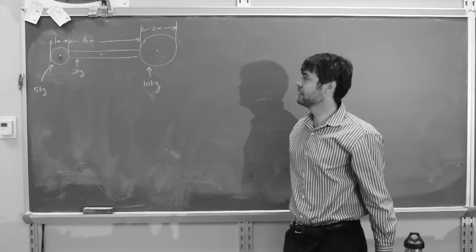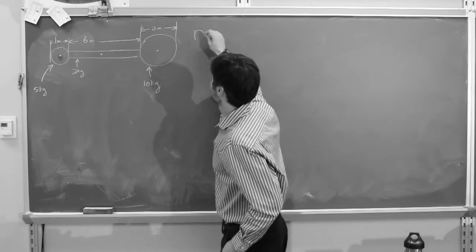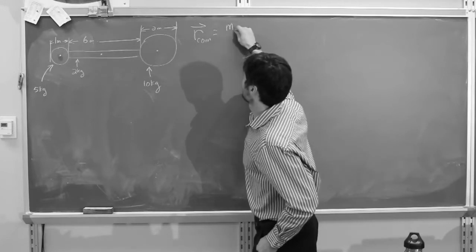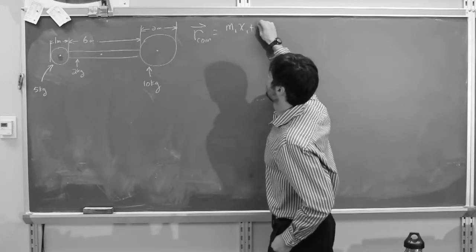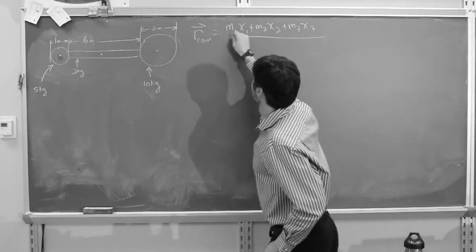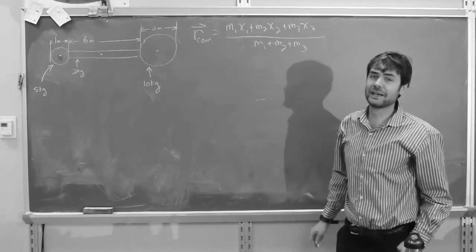So let's actually calculate it. We're going to use the formula R-com equals m1 x1 plus m2 x2 plus m3 x3, divided by all the masses added up.